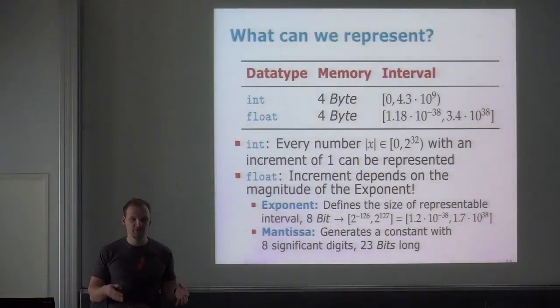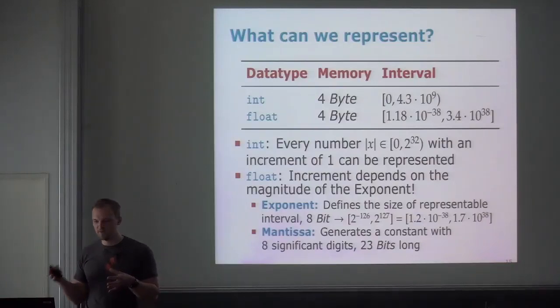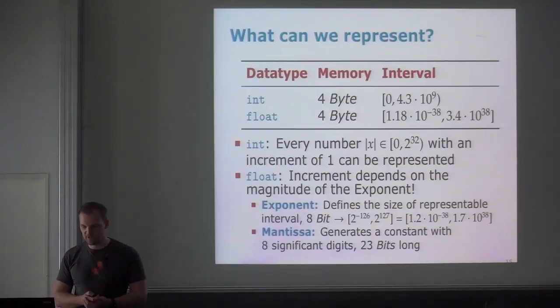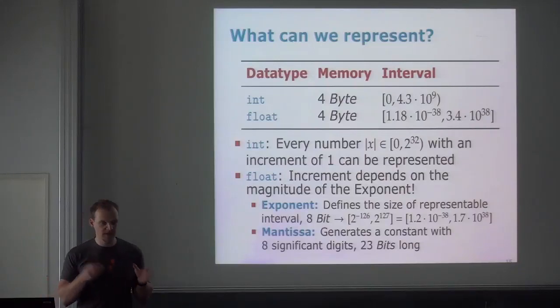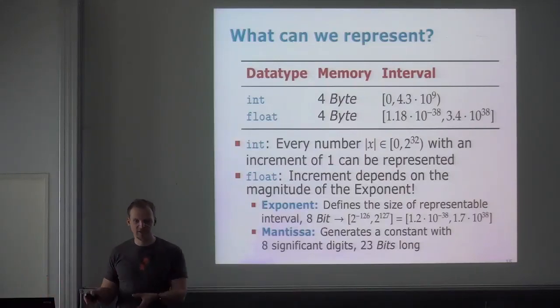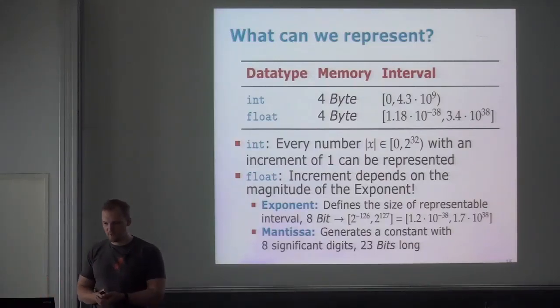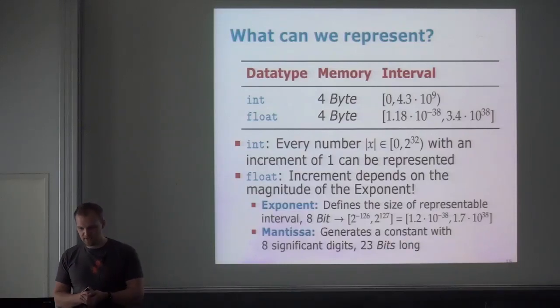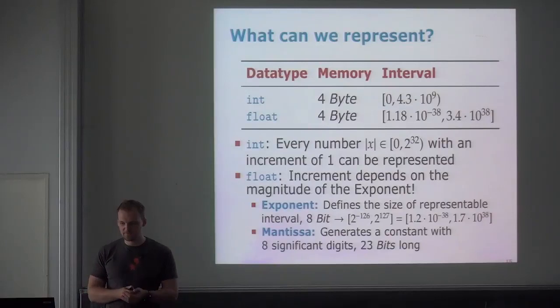So where does it come from? What do we have to give up to make sure that we can represent that huge range? We give up precision for representation of a huge range. Why does it happen? In float, there are two parts, the exponent and the mantissa, right?